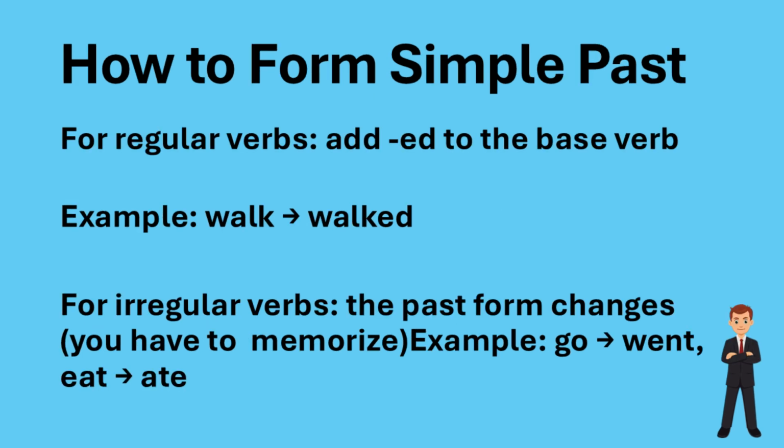To form the simple past for regular verbs, you usually add -ed to the base verb. For example, walk becomes walked. But there are also irregular verbs where the past form changes completely, like go becomes went and eat becomes ate. These you just need to memorize.